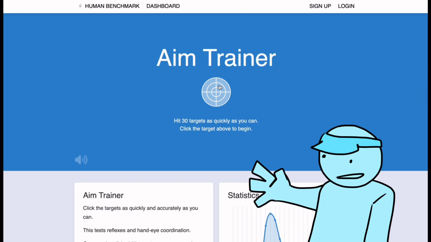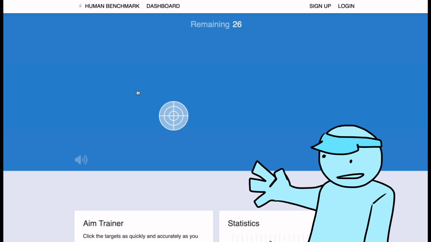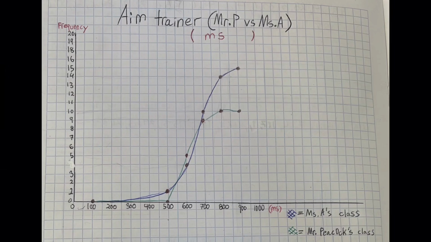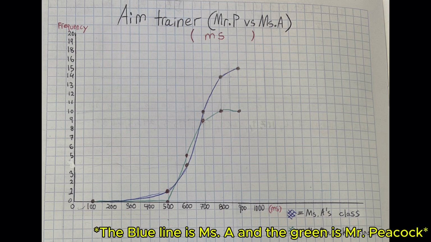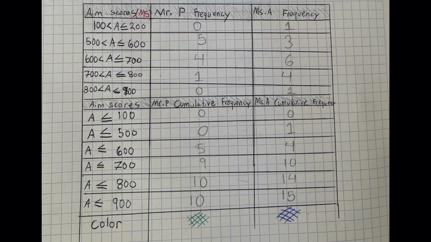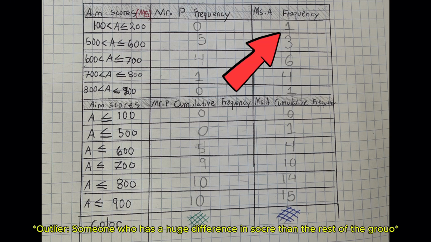In the aim trainer, targets would show up and students would need to click the target in the fastest time possible. After clicking 30 targets, the average time in milliseconds was calculated. This data showed which class was more accurate. After getting our data, we made a cumulative frequency graph, and using this graph, we can see the frequency of each score. Our comparison is slightly messed up as Mr. Peacock has 10 students and Miss A had 15 students. Mr. Peacock's class had consistent scores from around 900 to 500, but Miss A's class had a bigger spread due to one outlier who got a score between 100 and 200, compared to the average 600 to 700 scores.